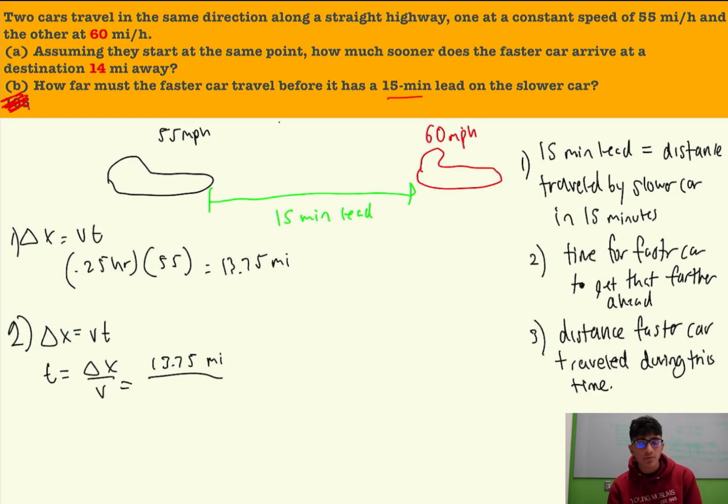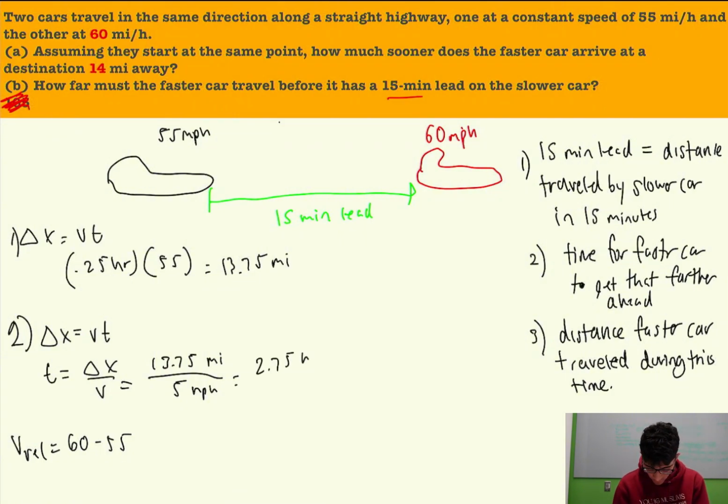And so this is the more confusing part because what velocity do you use? To do that, you're going to use something called the relative velocity. And so relative velocity is 60 minus 55, so it's 5 miles per hour. So 13.75 divided by 5, that's going to be 2.75 hours.